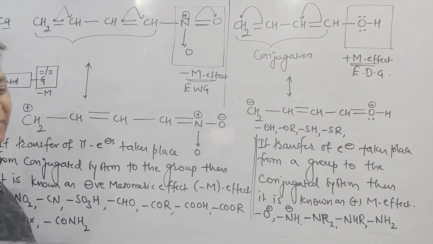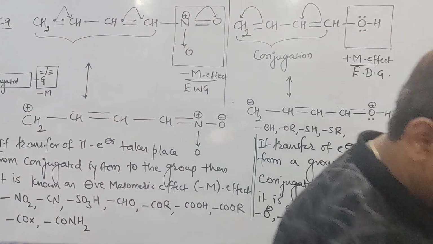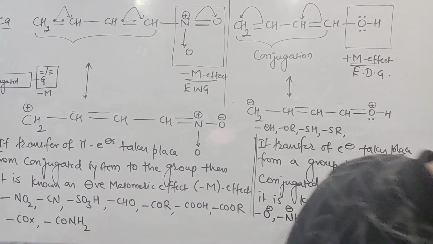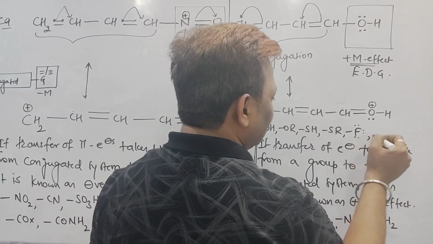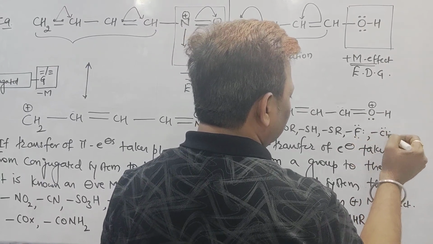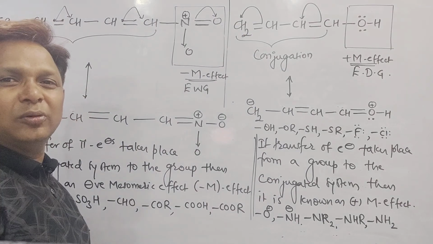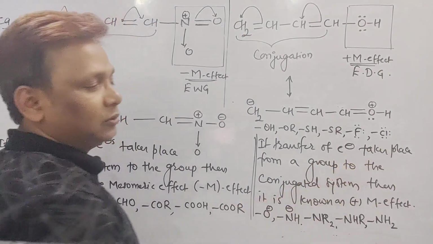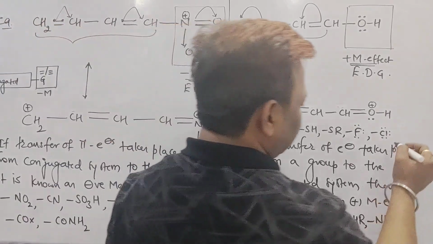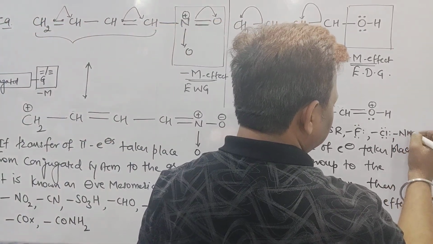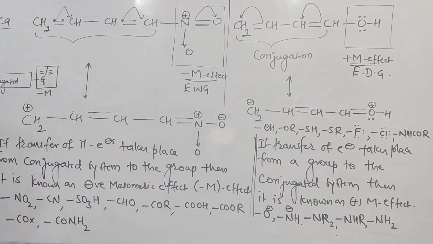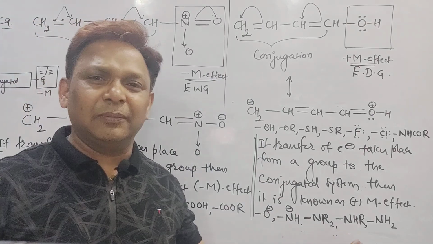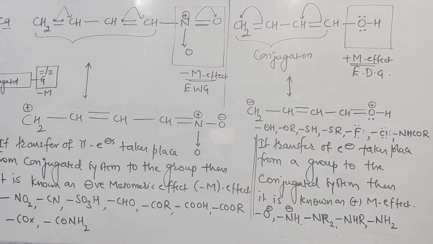Are you able to see now? Fluoro, chloro we can say. Fluorine, chlorine, NHCOR. Fluorine has lone pairs, 1, 2, 3. Chlorine, same, 3 lone pairs are there. Fluoro, then chloro. Even NHCOR, it also has a plus M. So these are the groups having plus M and these are the groups having minus M. I will write once again, please take it out.